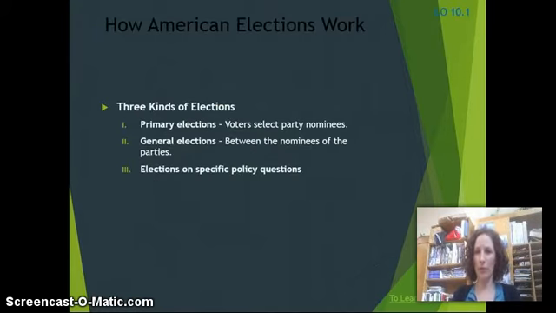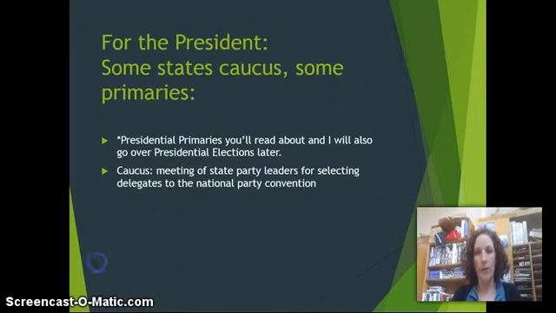And so there are sort of three kinds of elections. You have primary elections, how within the party you pick your nominee. The general elections, the election that usually gets the most publicity for most people, and that's between the nominees from each of the major parties. And then elections on specific policy. So I'm going to go through them in that order.